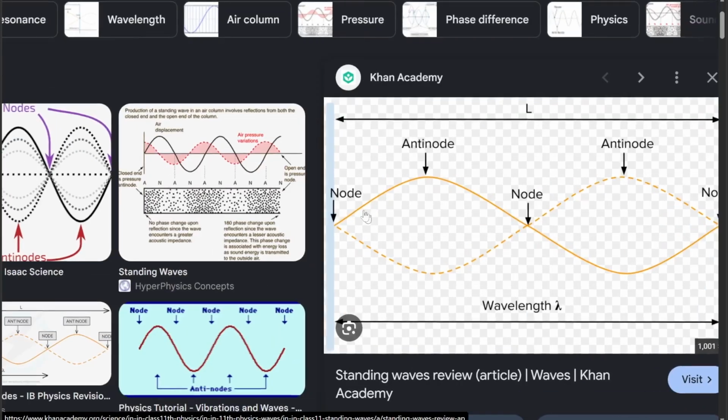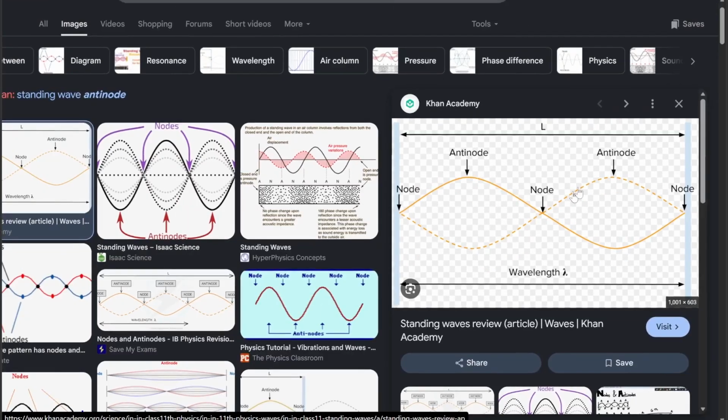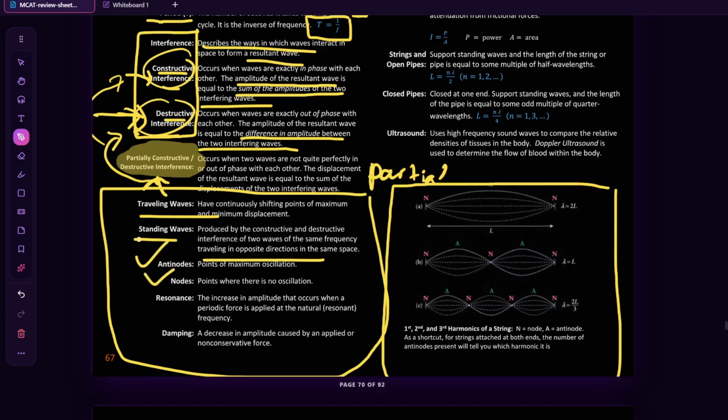So standing waves have nodes and antinodes, and this is the whole wavelength. Let's do the antinodes first. The points that oscillate with the maximum amplitude are where the antinodes are. And then nodes are where there's basically zero oscillation, and those are called nodes. So this is what's happening in the standing waves here.